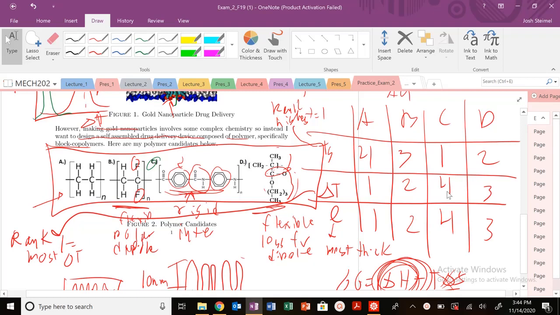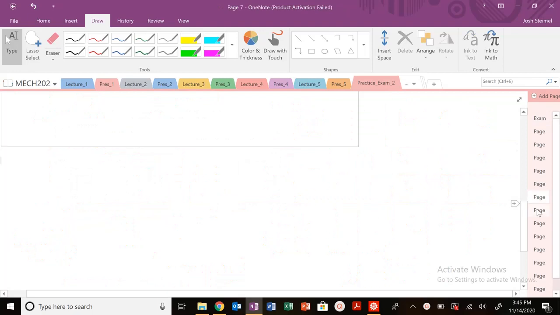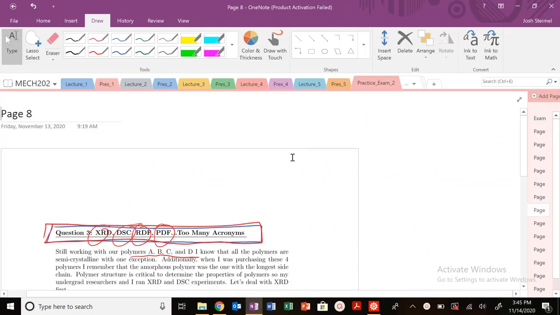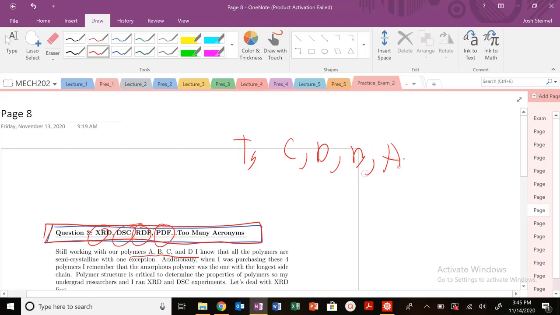So still working with these polymers, let's go up and remember again that for our ranking, C was the top. C was our largest Tg, then D, then B, and then A. So let's go ahead and write that down: C, D, B, and A for our Tgs.